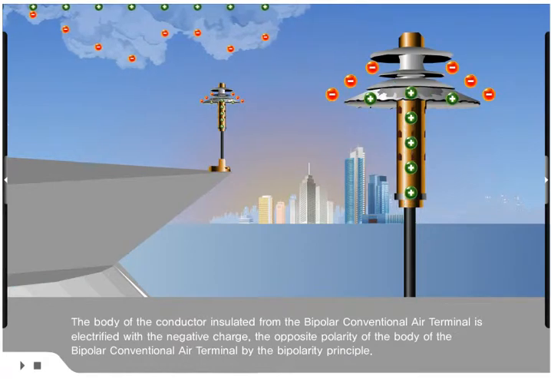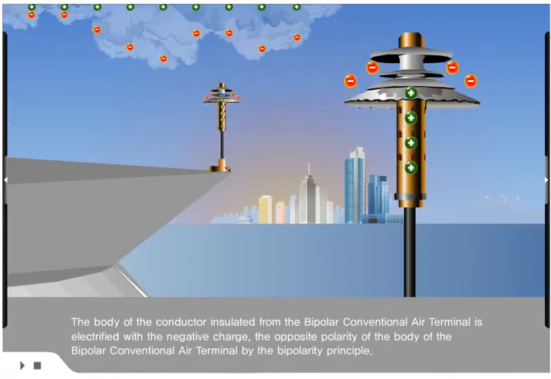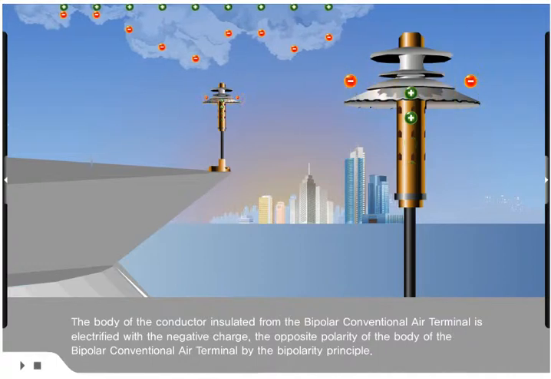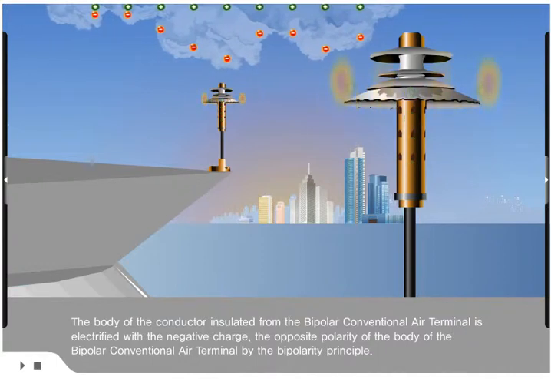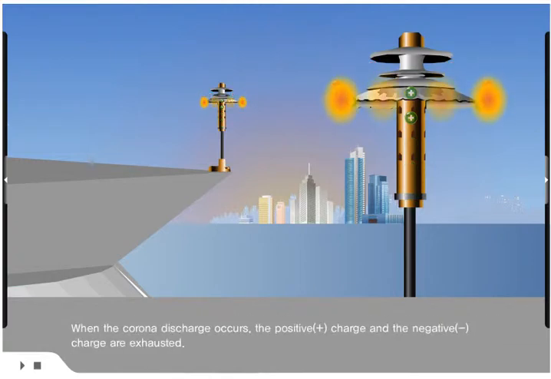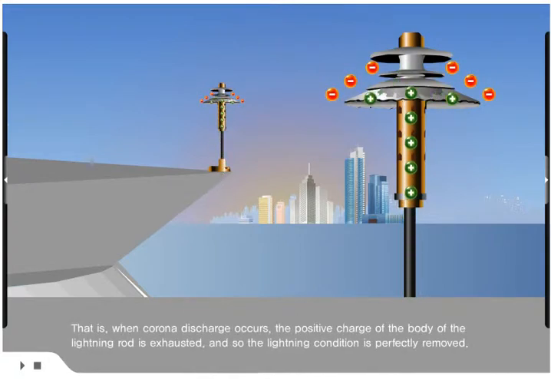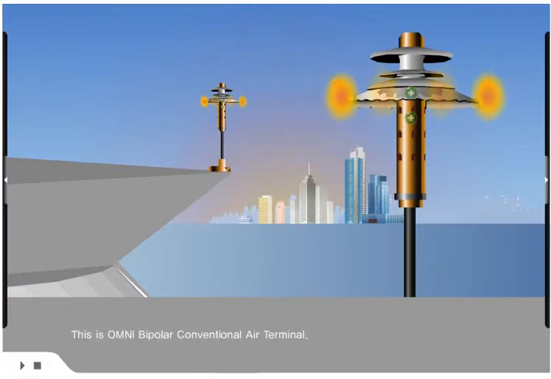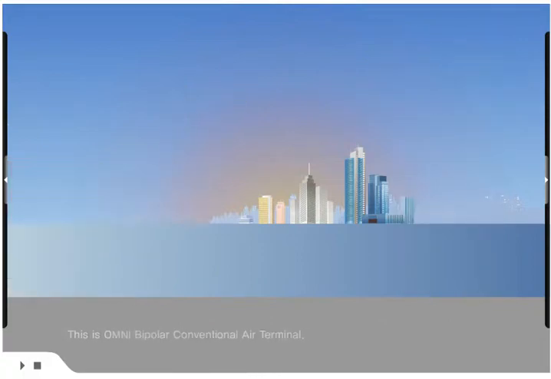The body of the conductor insulated from the bipolar conventional air terminal is electrified with the negative charge, the opposite polarity of the body of the bipolar conventional air terminal, by the bipolarity. When the negative charge is electrified in the insulated conductor, the attractive force is increased between the body of the lightning rod and the insulated conductor, and corona discharge occurs, so the positive charge and the negative charge are exhausted. By installing surge protectors in the equipment of the system room, equipment room, and communication room, the induced lightning strike can be prevented. This is the Omni Bipolar Conventional Air Terminal.